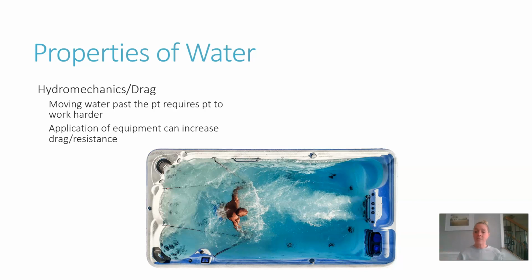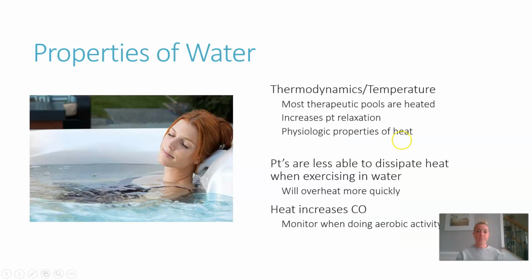As we get into some of the equipment later that we use in the pool, there are different types of equipment that we can use that will increase the amount of resistance that the patient encounters. Some other properties are going to be thermodynamics, or the temperature of the water. Like I said, most therapeutic pools are heated, which is going to help to increase patient relaxation. Then you also get all those physiologic properties of heat that we talked about in modalities: vasodilation and decreased muscle spasms and all that good stuff to try to make our patients feel a little bit better.